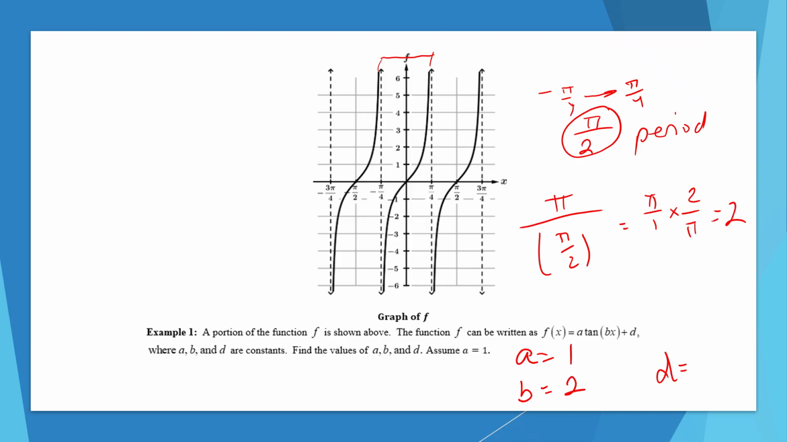Our d value: here we see the point of inflection falls at the x-axis, when it is 0. So this graph has not been shifted up. So d is going to be 0 in this case.